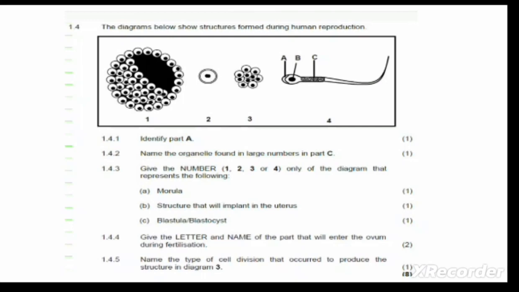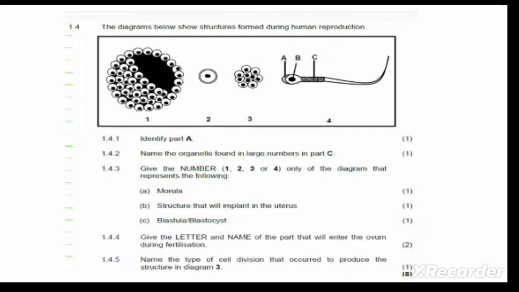Morula, that is 3. Structure that will implant in the uterus, that is 1. Blastula. Which one is blastula? That is 1. The next question says, give the letter and name of the part that will enter the ovum during fertilization, that is B, and it is the nucleus.